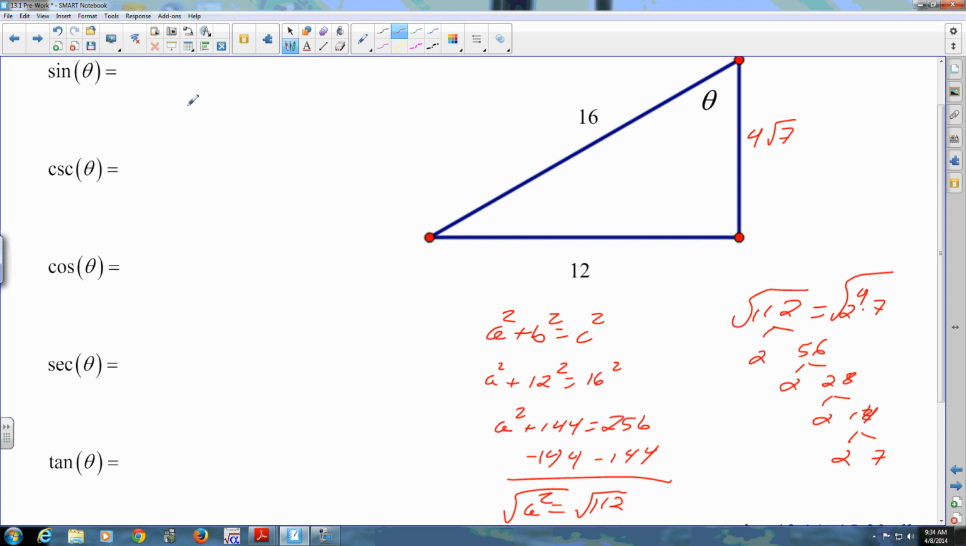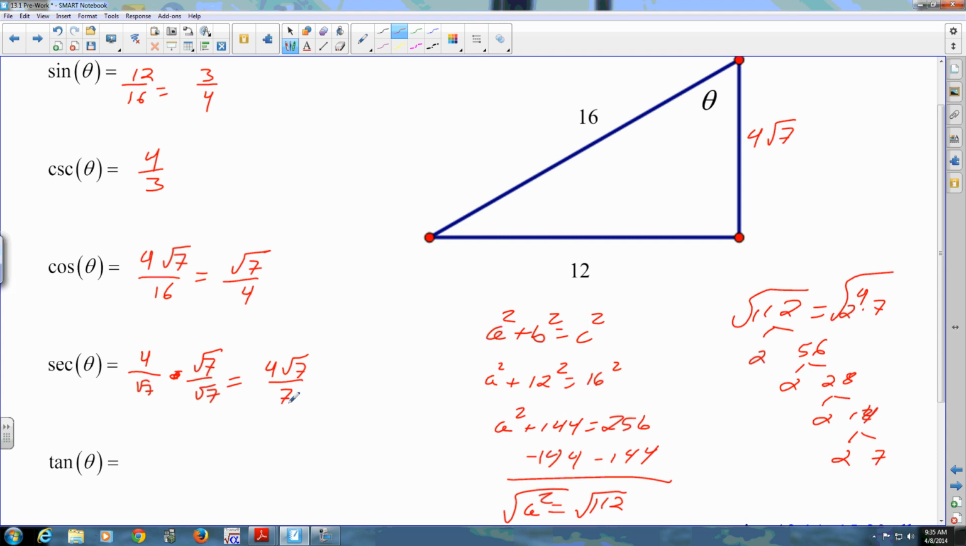So go do the 6 trig functions. You're standing here, opposite over hypotenuse is 12/16. Reduce it, 3/4. Cosecant is the reciprocal, 4/3. Cosine is adjacent over hypotenuse. 4 square roots of 7 over 16 is square root of 7 over 4. Secant is the reciprocal, 4 over the square root of 7. So you have to rationalize it times square root of 7 over square root of 7. So you have 4 square roots of 7 over 7.